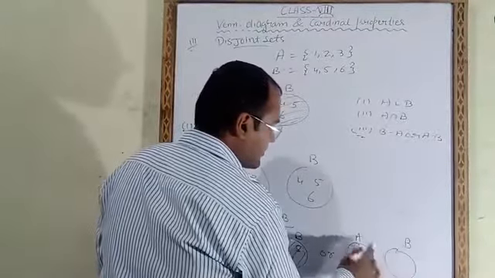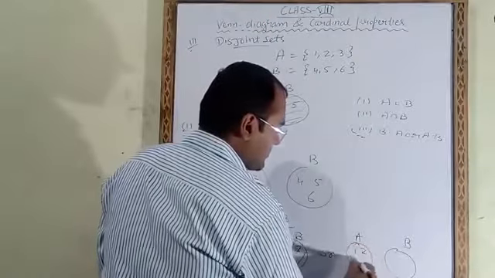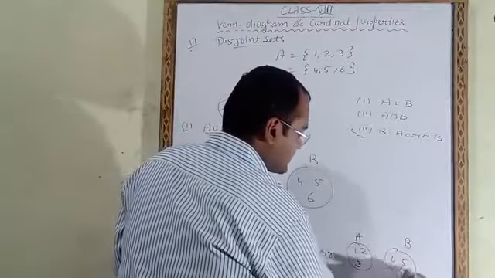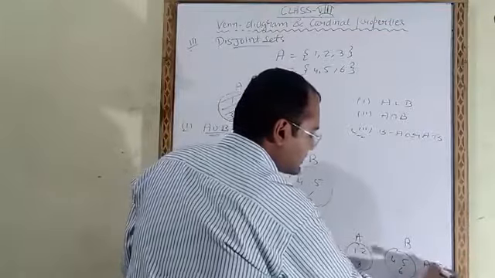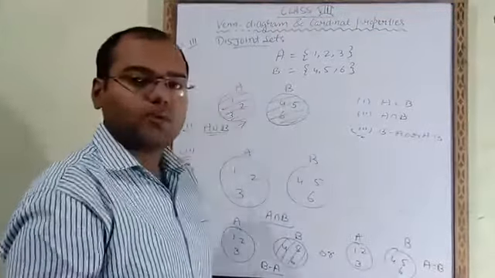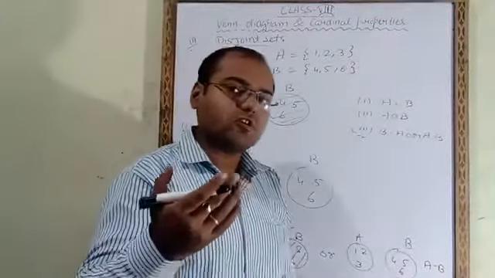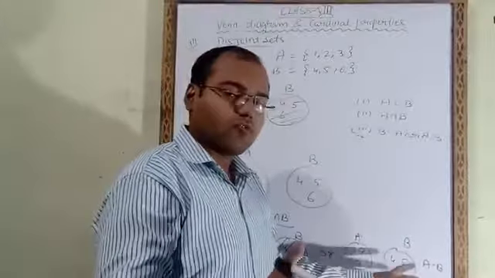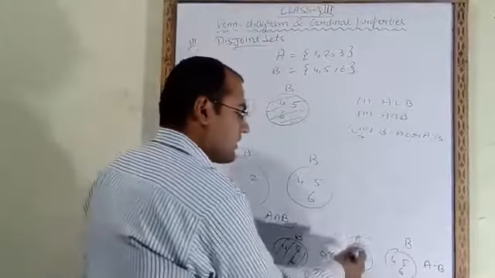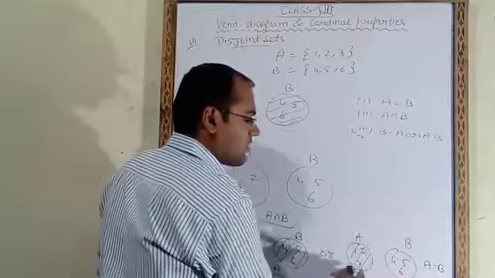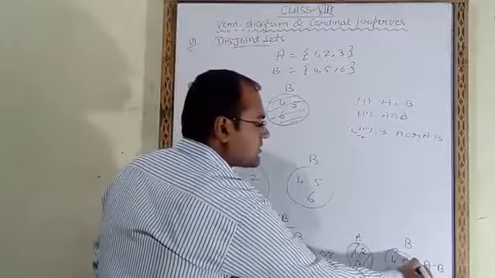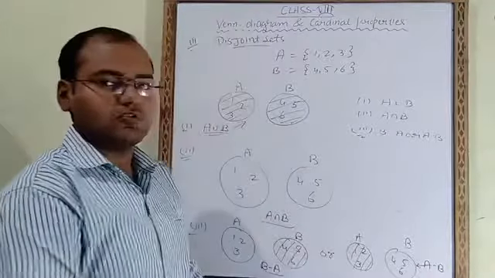Here it is 1, 2, 3, and 4, 5, 6. Now we have to show A minus B. From A we have to remove B elements, so we will not take 4, 5, 6. Which elements will we take? 1, 2, 3. So this much part we have to shade for A minus B. Like this you have to do such questions.